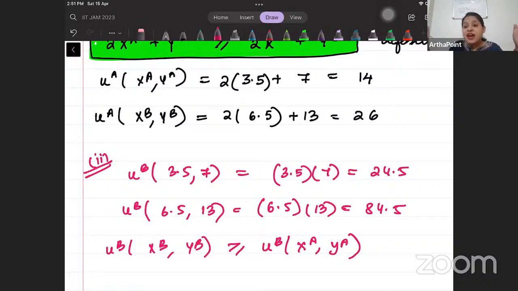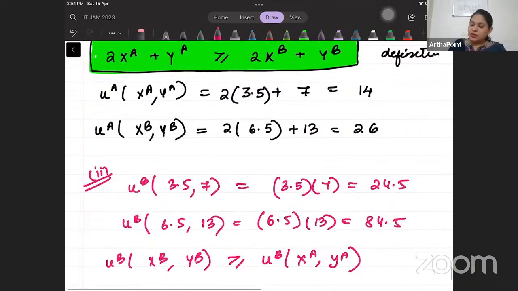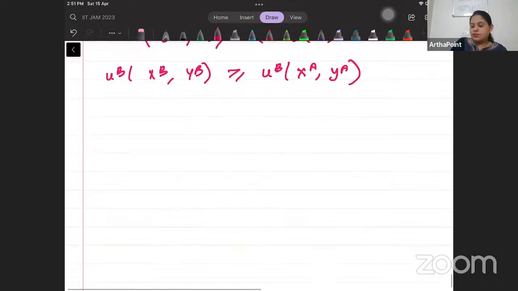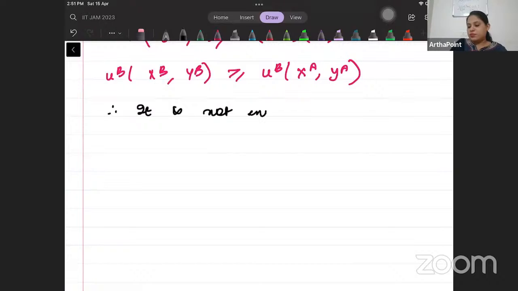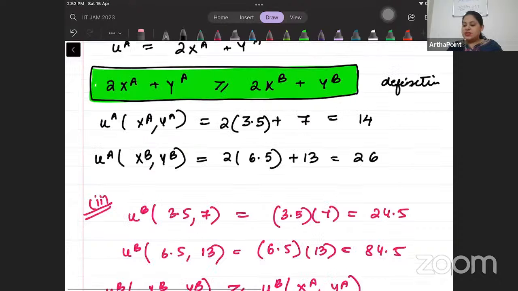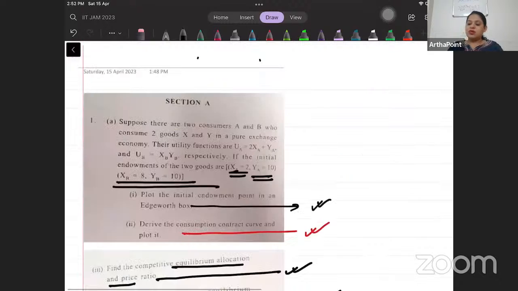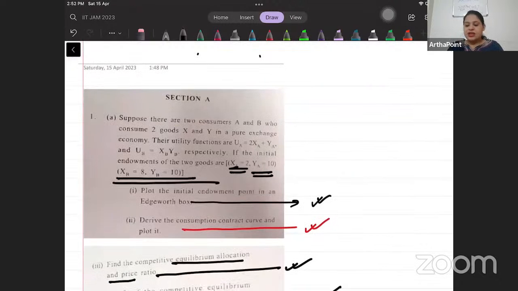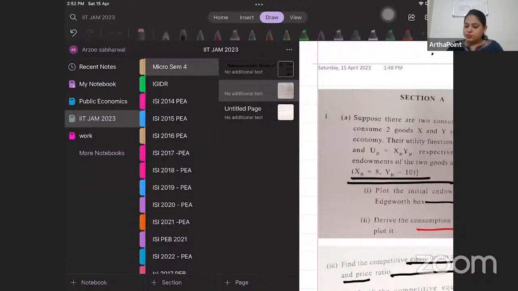But for fair, we have to check both sides. And for A, the definition is not being met. So therefore it is not envy-free, and therefore not fair. This completes question number 1, part A. Let me take part B also with you.